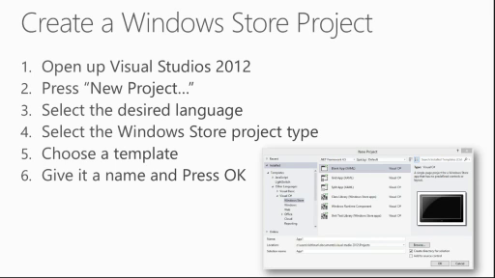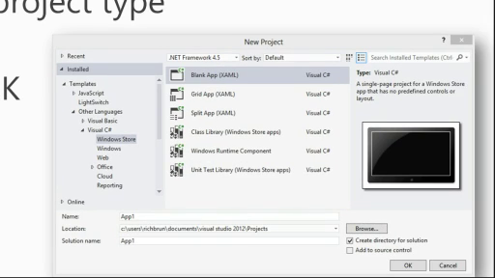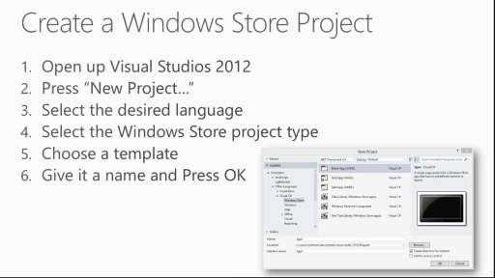The first thing you need to do is open up your Visual Studio and create a new project. You need to select the desired language. In this case, we're going to be using C#. You need to select the Windows Store project type and a template that suits your kind of application. If you look at the zoomed in screenshot, you'll see that we're using Visual C# and we're coming up with the Windows Store application. So we select the blank application that has XAML as a development platform.